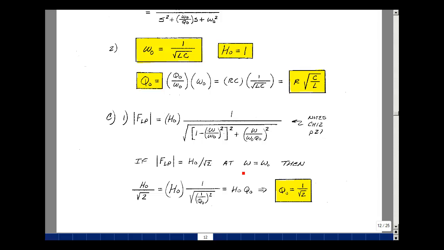Our next task was to evaluate the magnitude at omega equals omega naught, and if that's equal to 1 over the square root of 2 times H naught, then the value of Q naught is equal to 0.707. So let's show that. So I went back to the class notes and I grabbed the magnitude from page 27. I'm going to set that equal to H naught over the square root of 2. So then I have H naught.